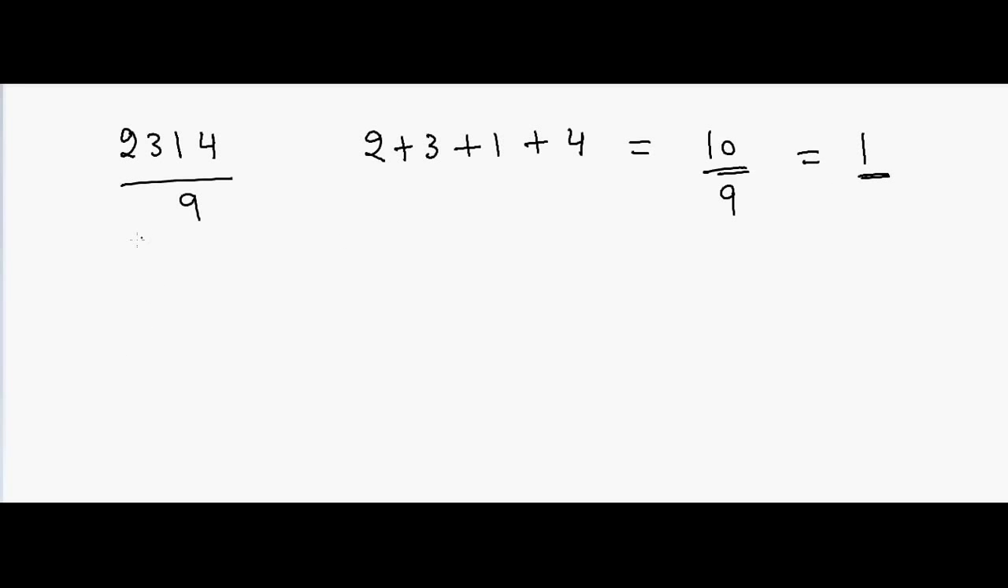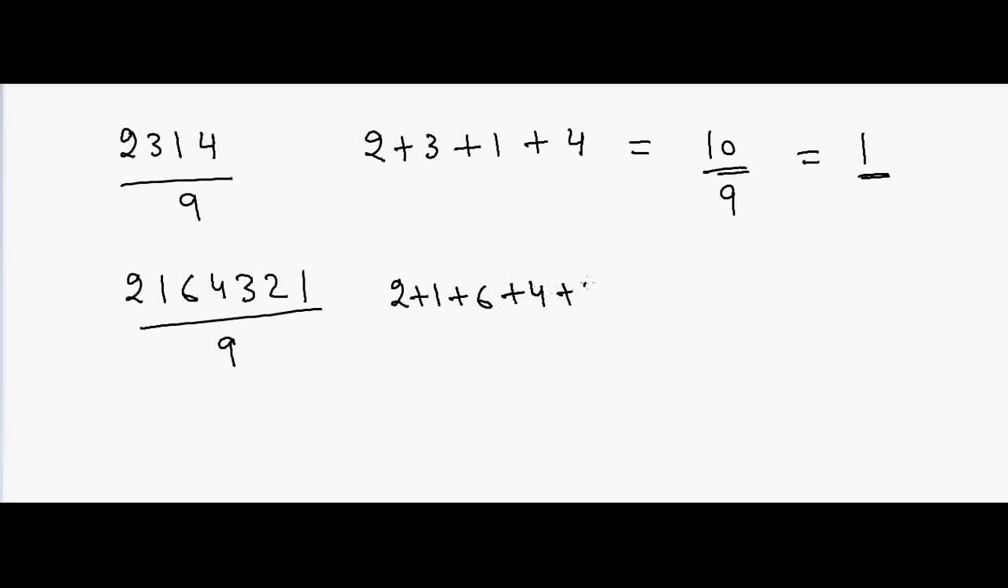Another example is 2164321. So you can see it's a very large number. And what will happen if you divide it by 9? In that case, 2 plus 1 plus 6 plus 4 plus 3 plus 2 plus 1. So 2 plus 1 is 3, 3 plus 10 is 13, 13 plus 6 is 19. So we have 19 divided by 9.